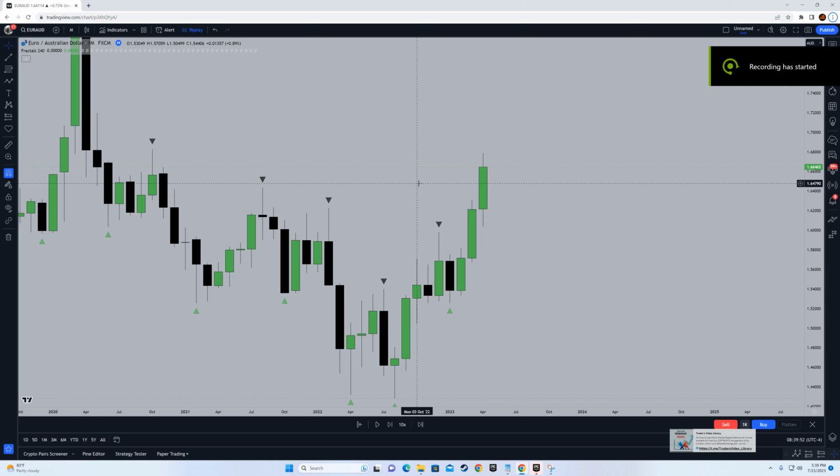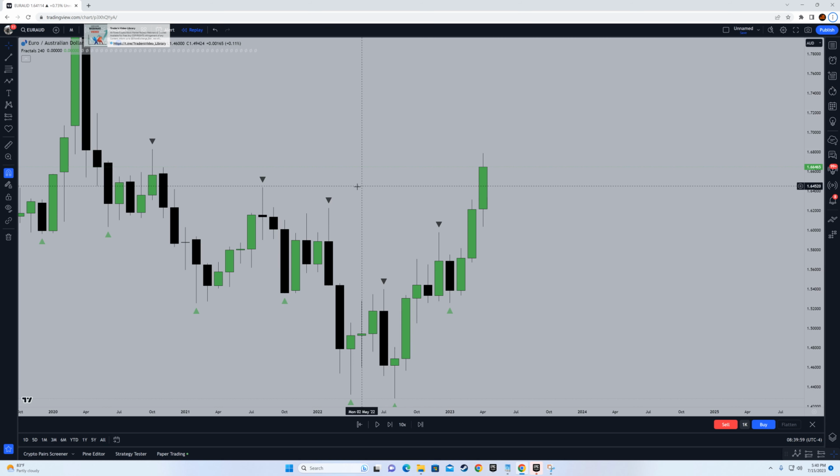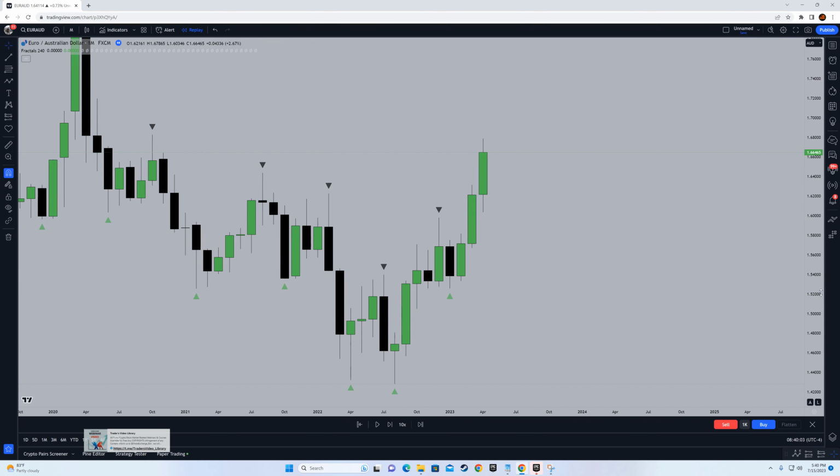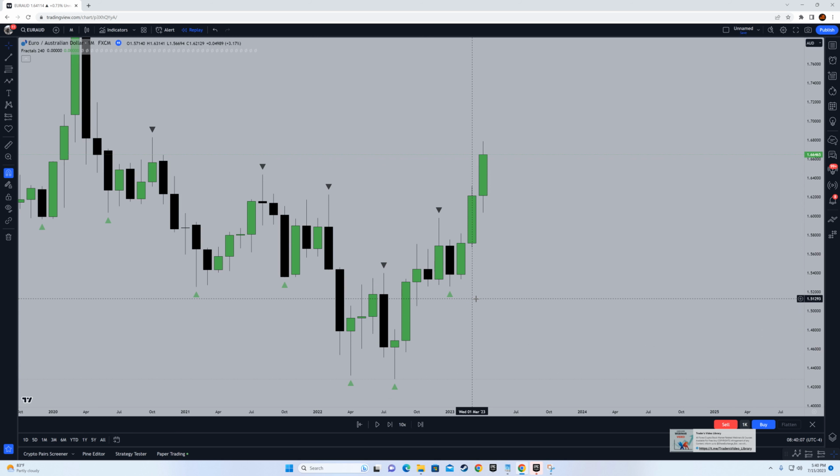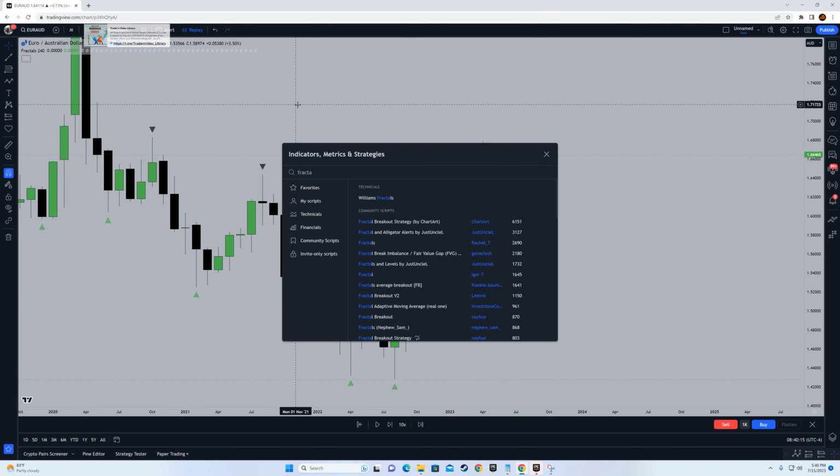All right, guys. So in this very first example, we're going to talk about monthly bias. And if you see these arrows here, that is basically fractals. It tells you the correct highs and lows. So you don't take a wrong low for a market structure shift or a wrong high or low for external liquidity. So you can just go to indicators here, type in fractals, right?